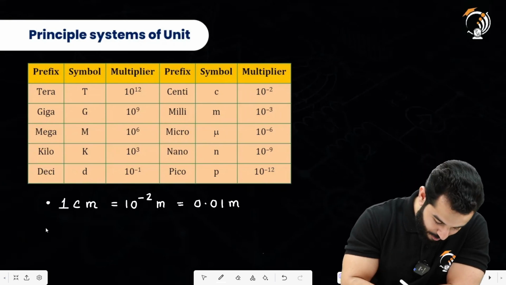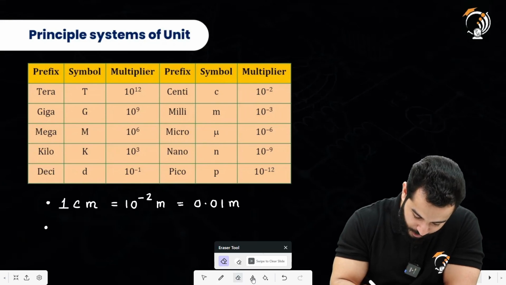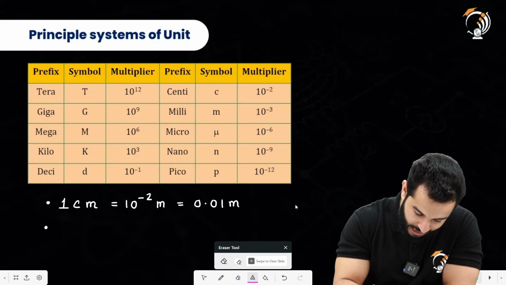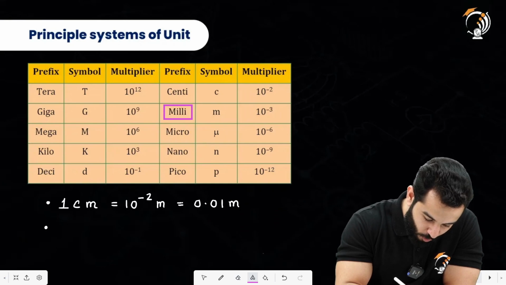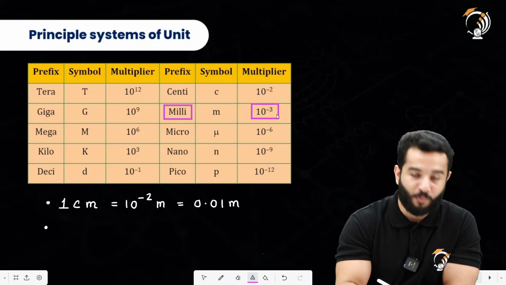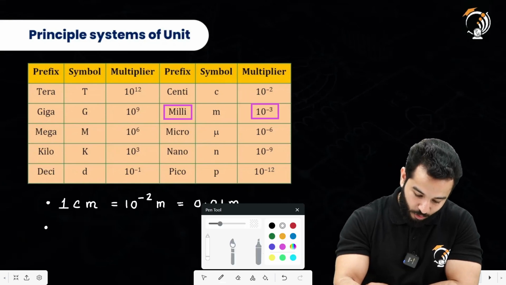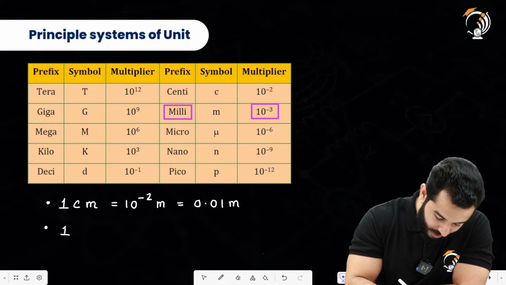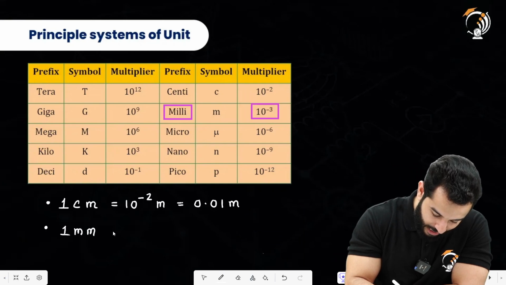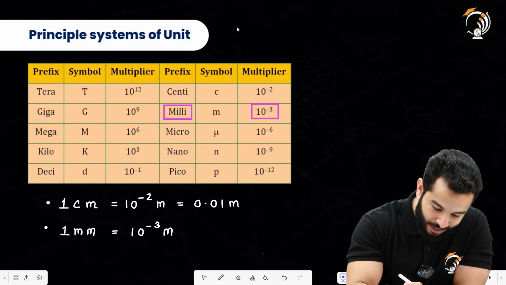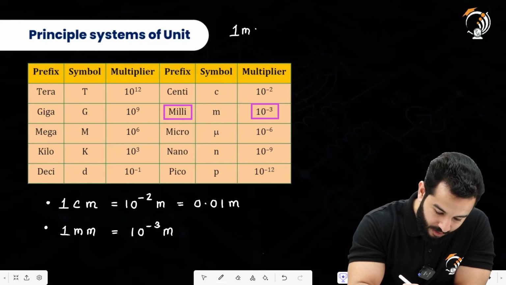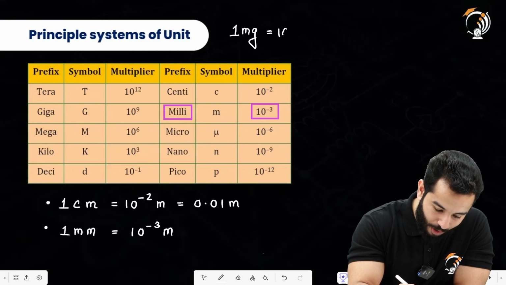Similarly, always remember these prefixes are going to be the same. If you talk about milli, the multiplier is always going to be 10 to the power minus 3. So if somebody tells you to write 1 millimeter, that's going to be 10 to the power minus 3 meters. Or if somebody tells you to write 1 milligram, that's going to be 10 to the power minus 3 gram.